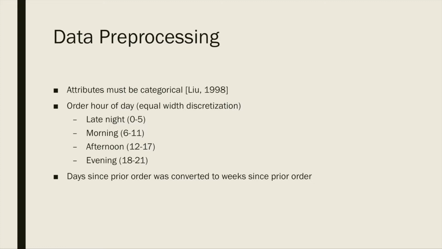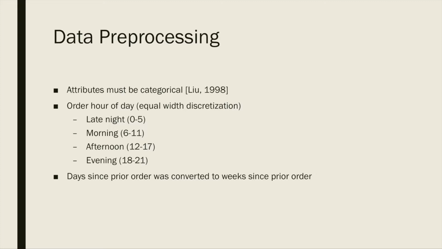Looking now at what pre-processing had to be performed. The only pre-processing step that is required is to discretize any continuous attributes. This is done because rule associative classifiers can only accept discretized data. The attributes in this dataset that had to be discretized were order hour of day and days since prior order.